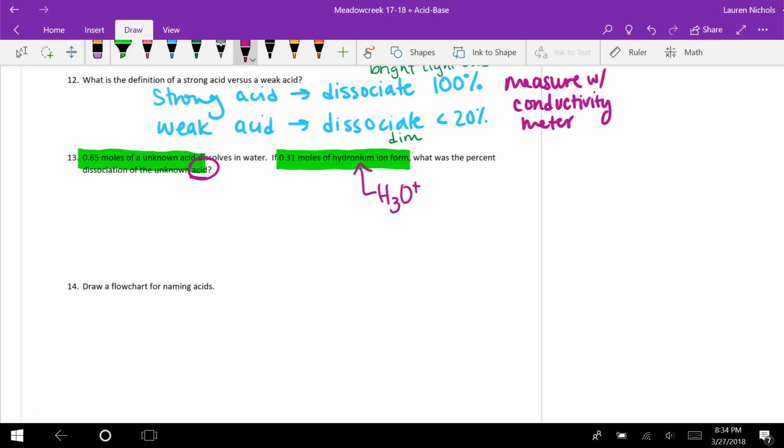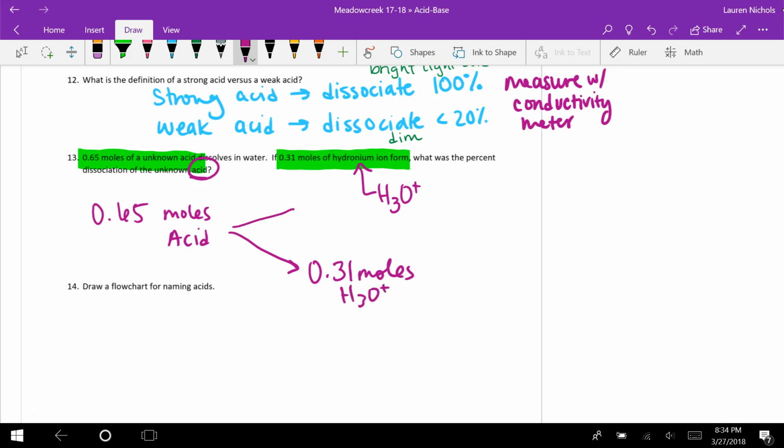Now, if we start off with 0.65 moles of acid, and we know that 0.31 moles of our acid is now in this ion, that means you subtract the two, and that's how much is not ionized or did not dissociate. And so, an easy way for a percent, remember, the definition of a percent is the part you're looking for divided by your total or your whole, times 100, right?